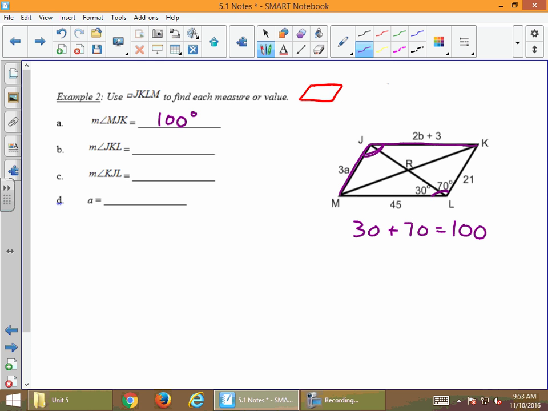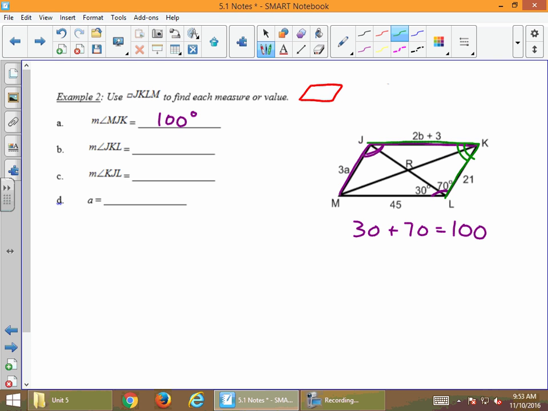All right, there's one. Well, let's talk about this other angle. JKL. So we're looking at this one. How do we figure out that? Because I don't have those angles opposite. There's nothing over here on this M part. So I can't add them together.